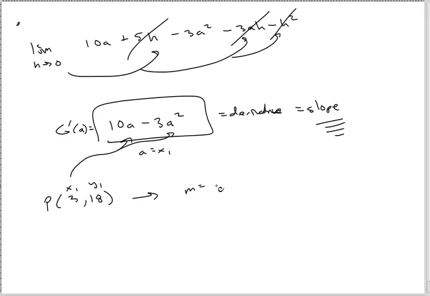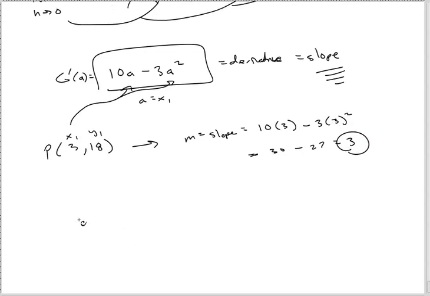So my slope would then be 10 times the 3 minus 3 times 3 squared. That's 30 minus 27, which makes a 3. So this is important to us. Now what I do is simply y minus y1 is equal to m times x minus x1. So y minus the 18 is equal to 3 times x minus 3.